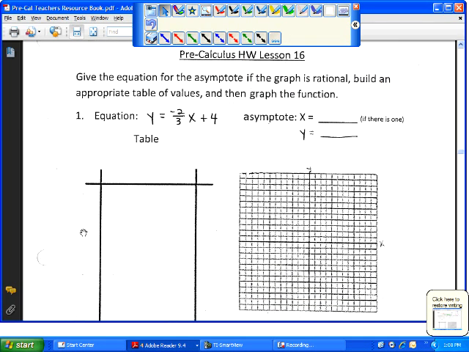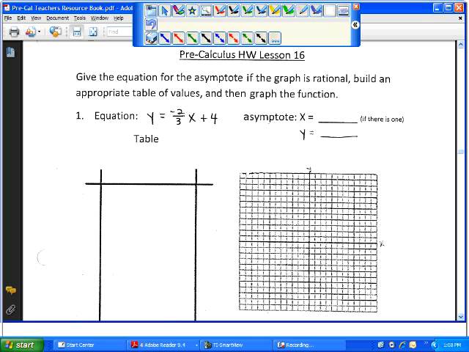Okay, so here are the directions. Given the equation, give the equation for the asymptote if the graph is rational. Build an appropriate table of values and then graph the function. Well, the first equation is what? It's linear. It's of the form y equals mx plus b. So it doesn't have asymptotes.